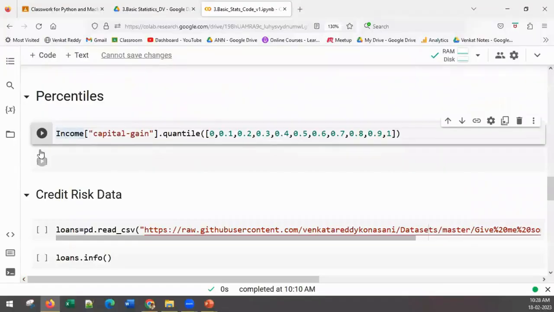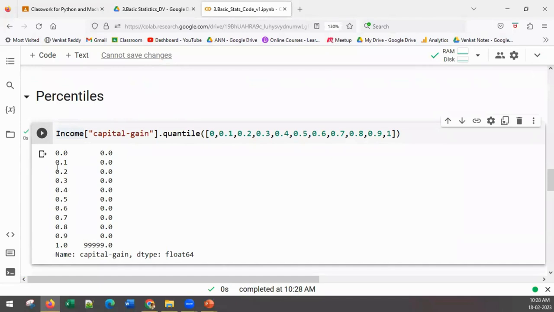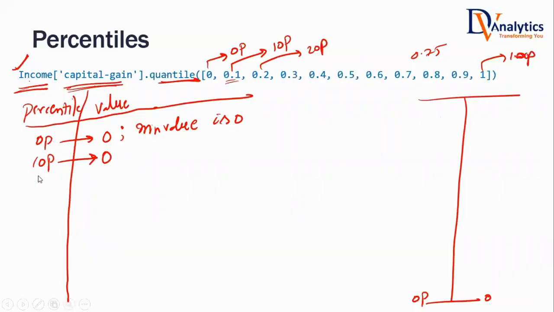Are you getting the output? 0, sir. 10th percentile is 0. Are you with me, everyone? Carefully. Anybody got 0.1? Check that once again. 10th percentile. First column is what? Percentile. Second column is what? Value.